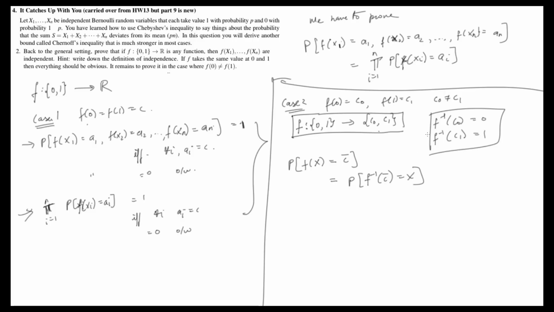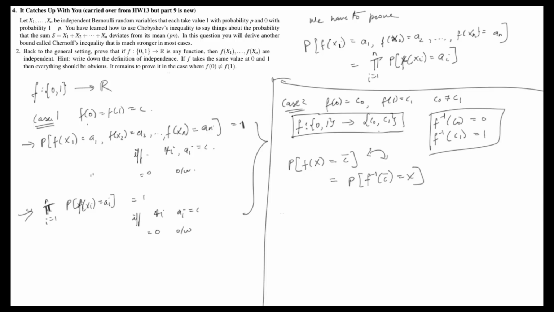Because the function is invertible, f is invertible, then these two are equivalent. That is, f of X is equal to C bar if and only if f inverse of C bar is equal to X. So therefore these two events are the same, and this forms the basis of how we're going to go about proving this for case 2.